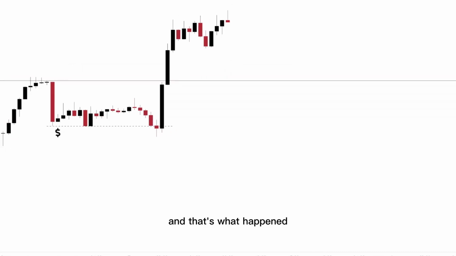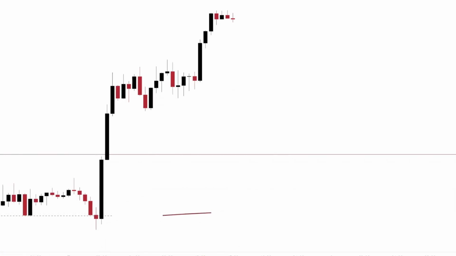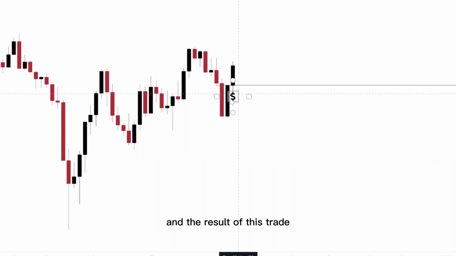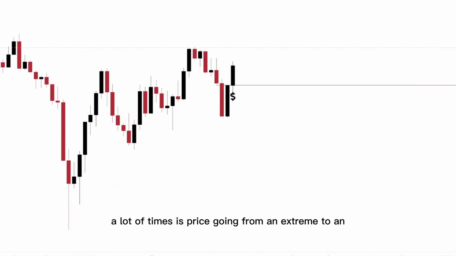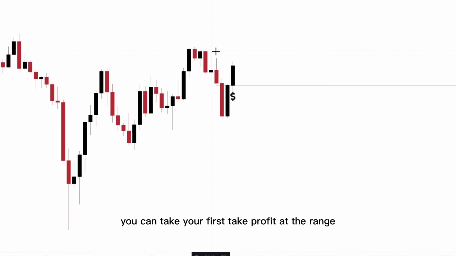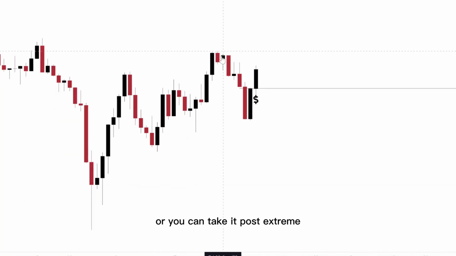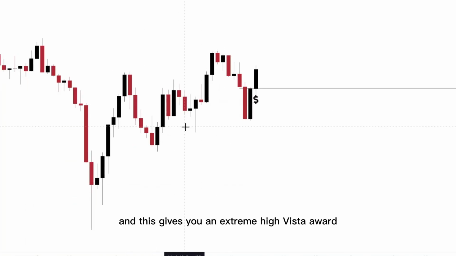And that's what happened. And the result of this trade, a lot of times, is price going from an extreme to an extreme. So you can take your first take profit at the range extreme here, or you can take it post extreme. And this gives you an extreme high risk to reward, almost 15 to 1.